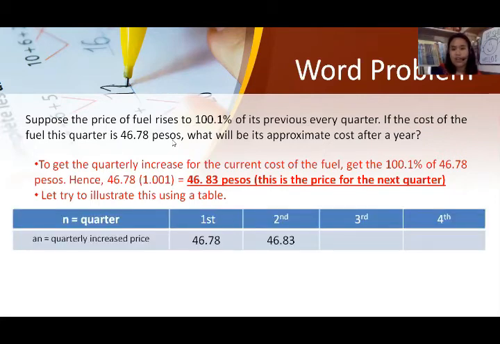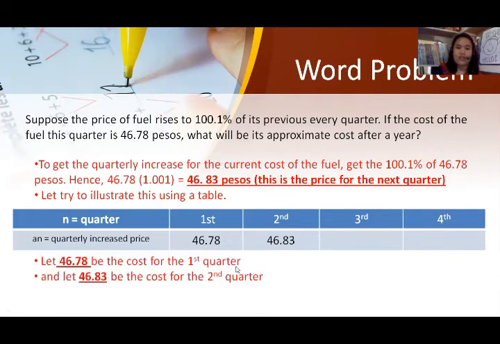So, if we're going to illustrate it using a table, ganito siya. So, for the first quarter, kasi given na nga yung amount, we have 46.78. And then, for the next quarter, since it increased by 100.1%, so, meron na tayong 46.83. So, by second quarter ng taon, mag-i-increase yung presyo ng fuel ng 46.83 pesos. Ngayon, gusto nating hanapin, ano ba yung amount or magkano yung amount na ini-increase from first quarter.